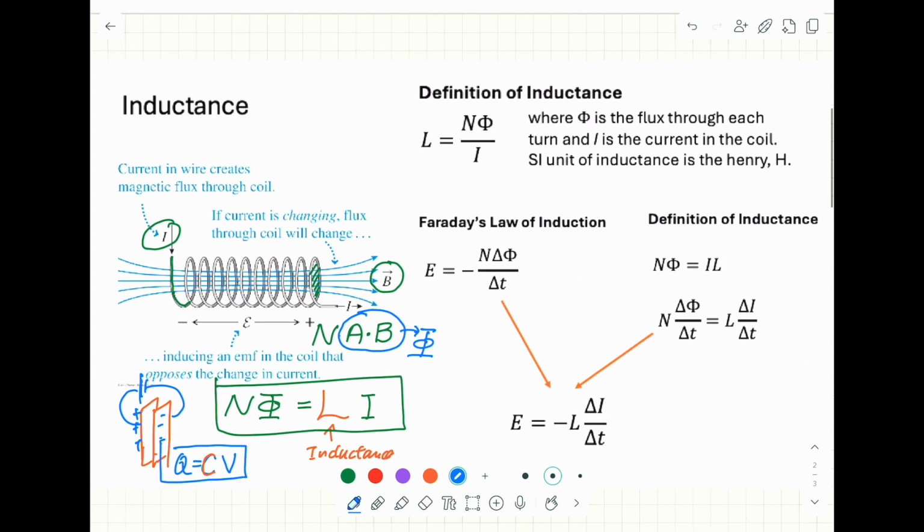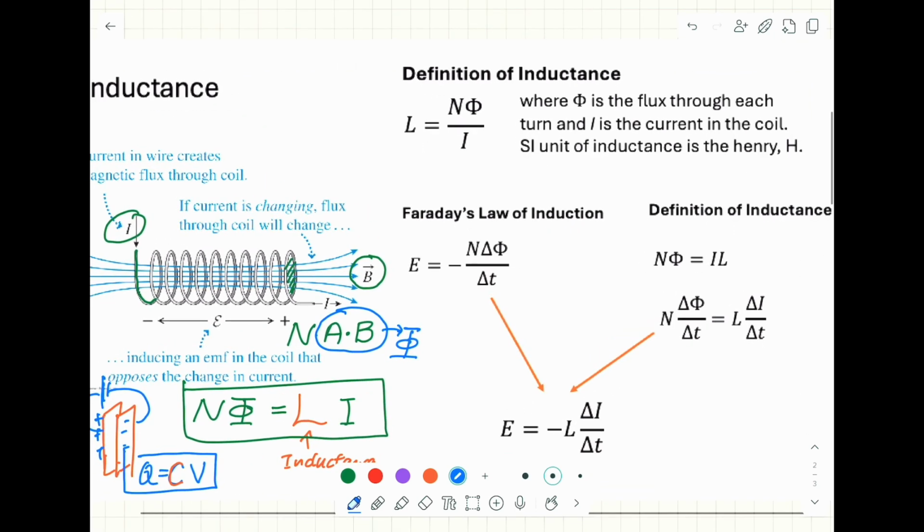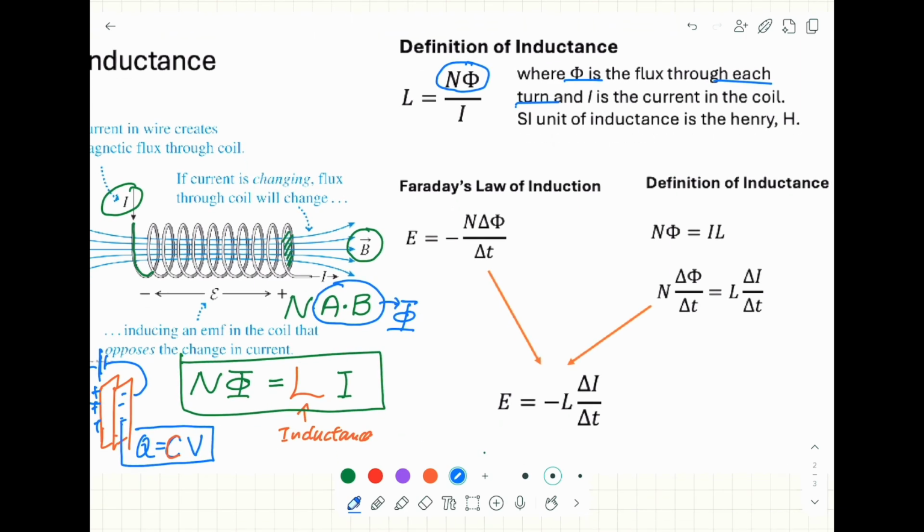Therefore, when we rearrange this, L is defined as the number of turns multiplied by the flux. This is the flux through each turn. I is the current through the coil. This is just similar to C, the capacitance, defined as the charge per unit voltage.